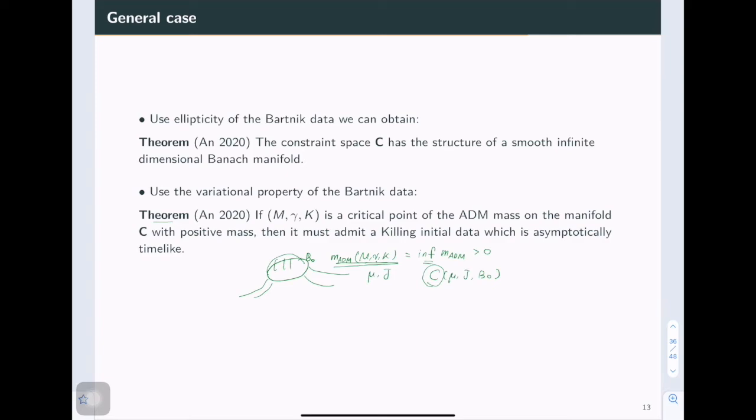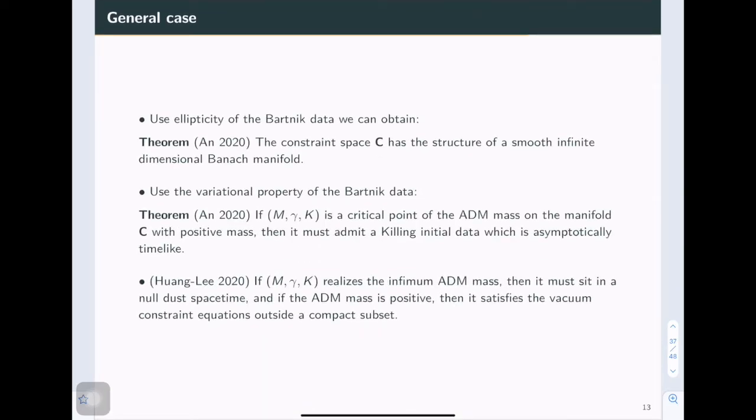In fact, admitting a Killing initial data is a necessary condition for an initial data set to be embedded in a stationary spacetime. We also refer to the work of Huang and Li, where the authors prove that if an initial data set realizes the infimum ADM mass, then it must sit in a null-dust spacetime, and if the ADM mass is positive for this initial data set, then it must satisfy the vacuum constraint equations outside the compact subset.